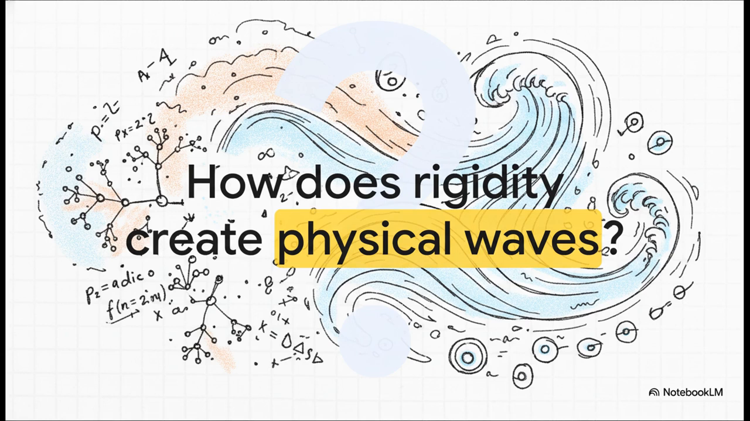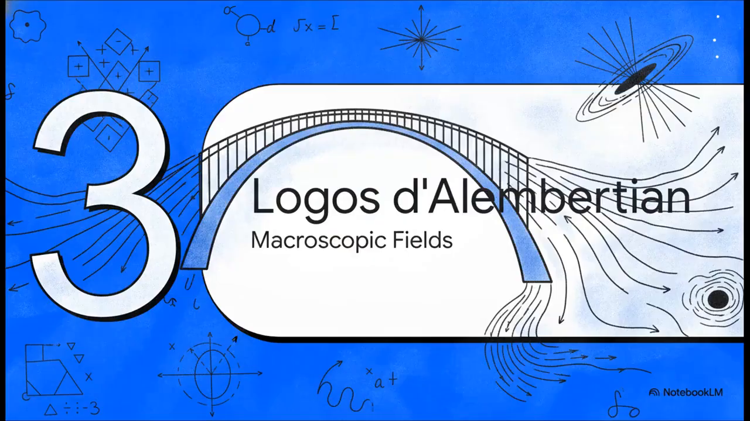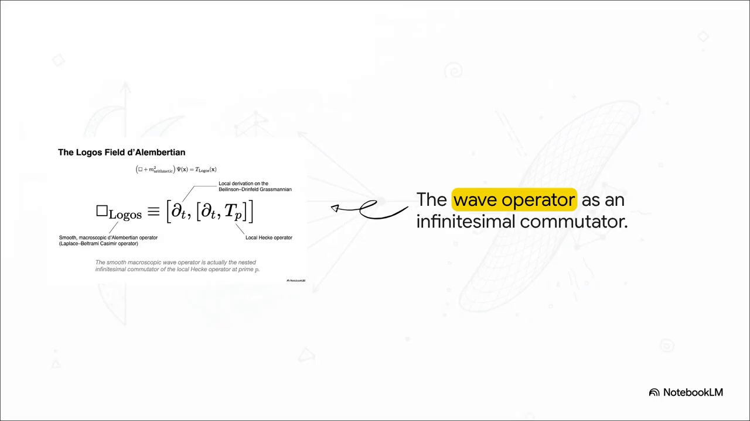But take a second to really let that heavy math sink in. How do these purely algebraic constraints, sitting quietly in abstract number theory, actually generate the dynamic waves and physical operators of field theory? That brings us to Section 3, the Logos field D'Alembertian. We are now crossing the bridge into macroscopic fields. Take a look at the D'Alembertian operator here.